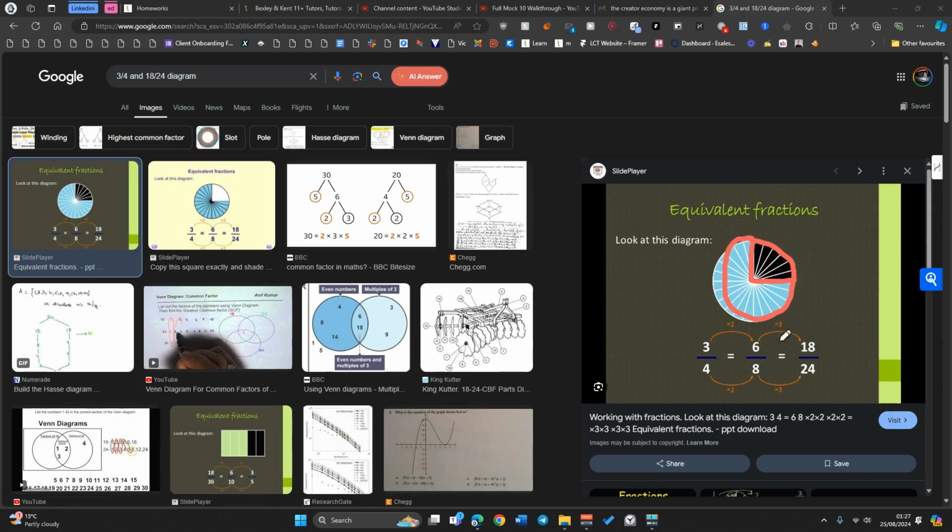So what we're actually doing is we're saying it's the same fraction. All we're doing is we're splitting the circle into more bits, but we're still shading the same amount, right? So hopefully that makes sense. If you split a circle into 4 sections and you only shade in 3 parts, you can see it's the exact same shape. All we're doing with 18 out of 24 is we're splitting up into many, many more sections, but we're still shading the same amount.